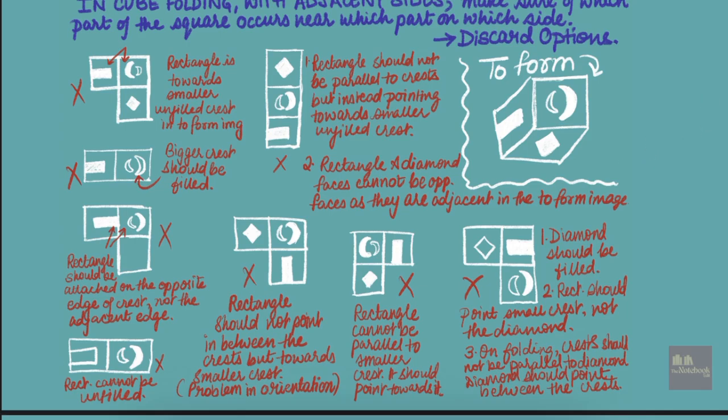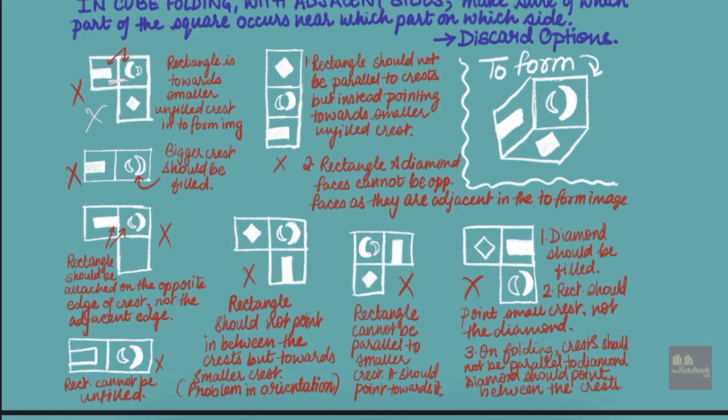So if anything has something like this, the rectangle, we know that it's facing the smaller crest and it's unfilled, right? So this option cannot be true. Discard it right away. You don't need to form the whole cube or think, the other sides are not given, so how are you going to form the cube? You just see this thing and you discard it because it does not match with your image.